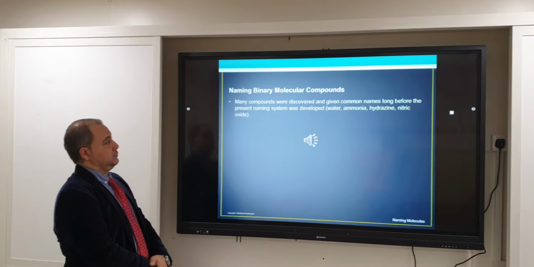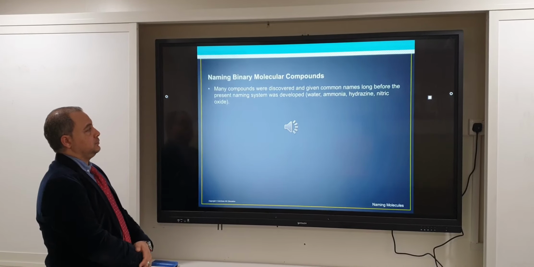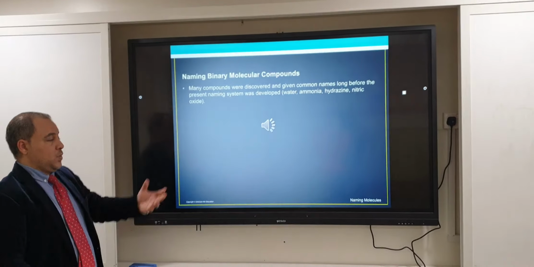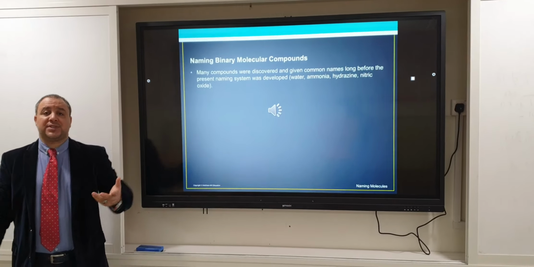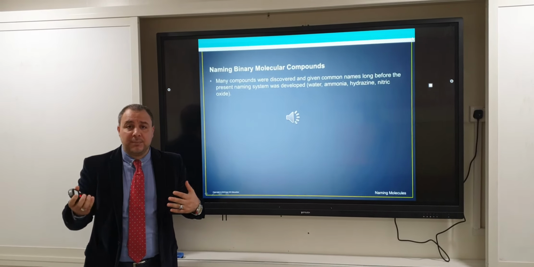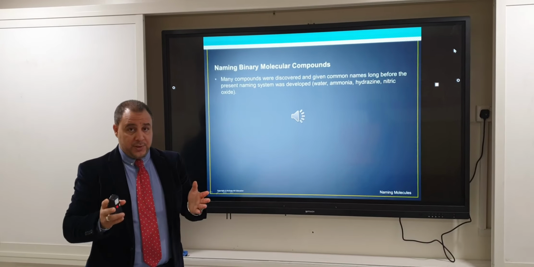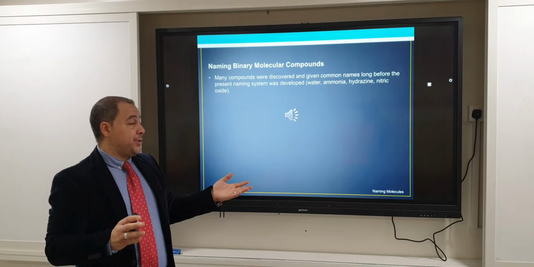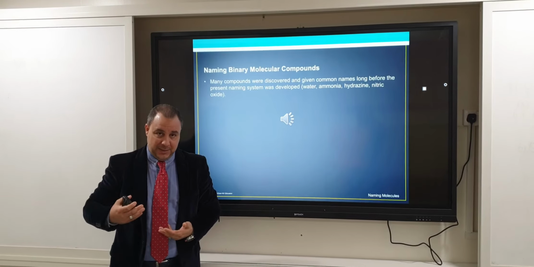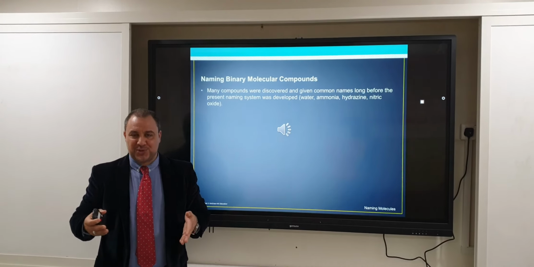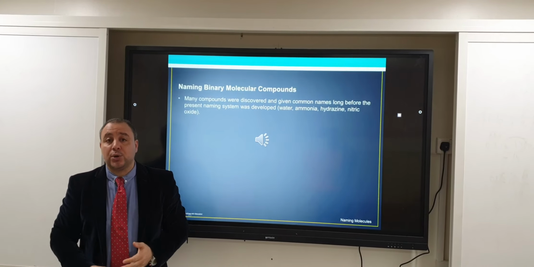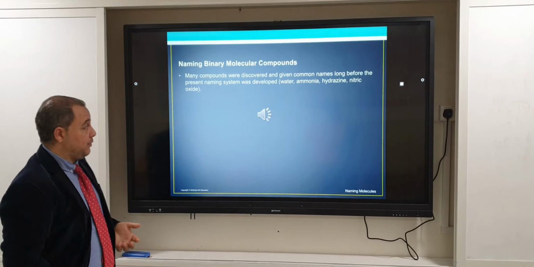Many compounds were discovered and given common names long before the present naming system was developed: water, ammonia, hydrazine, nitric oxide. So there are compounds that have a common name and a chemical name. For example, water is H2O, but it has another chemical name, dihydrogen monoxide, because it's H2O. Water is the common name of this.